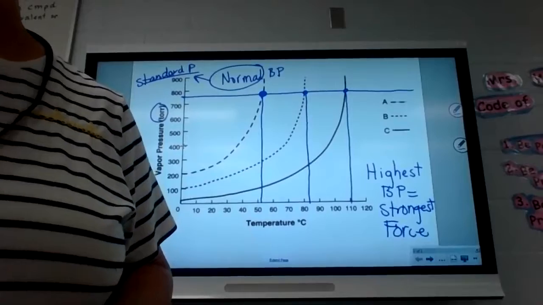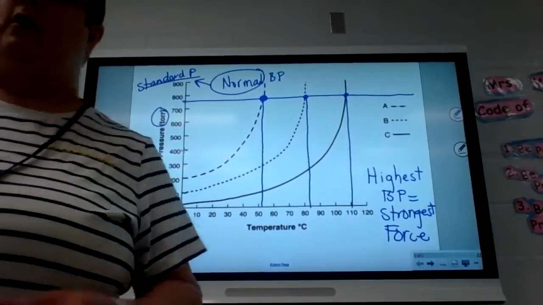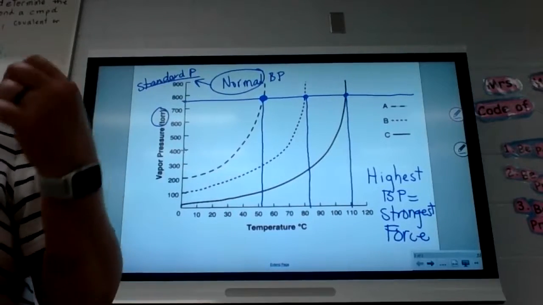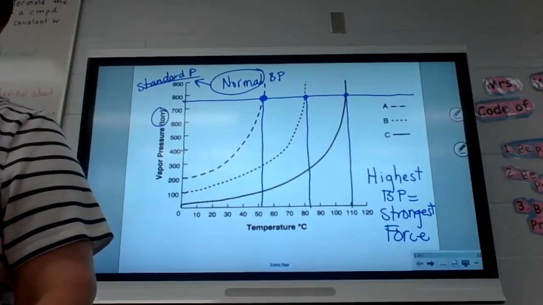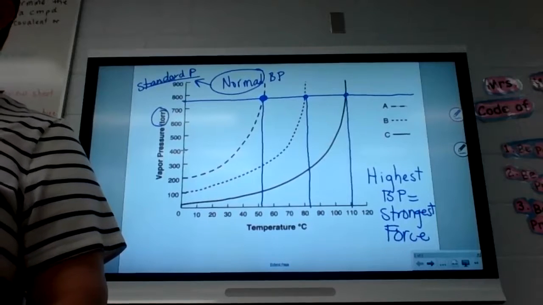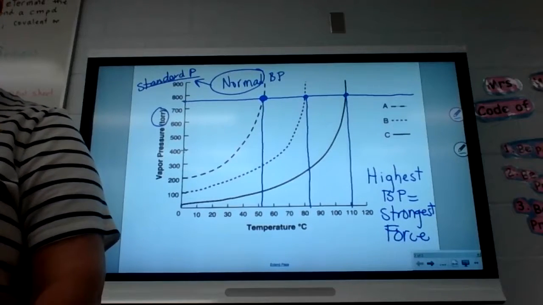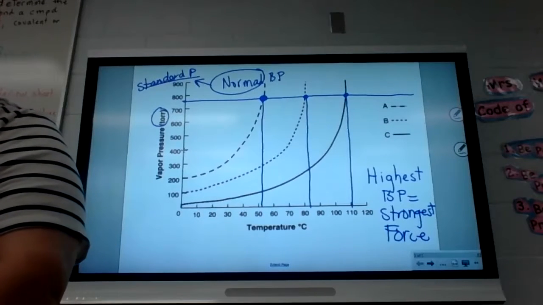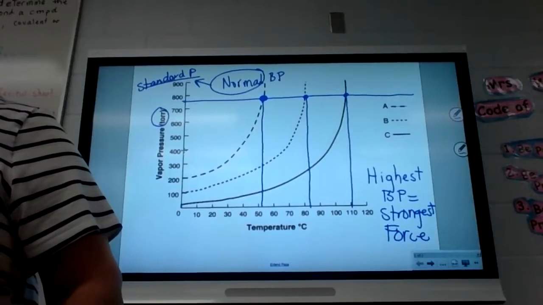Let's see if I got the questions handy. There they are. All right, so question 33. Again, it's a liquid vapor system, and it said to you, suppose we increase the temperature. What will happen if we increase the temperature? So if we increase the temperature, it wants you to answer higher, lower, or same. What will happen to the rate of evaporation? Will the rate of evaporation be higher, lower, or the same?